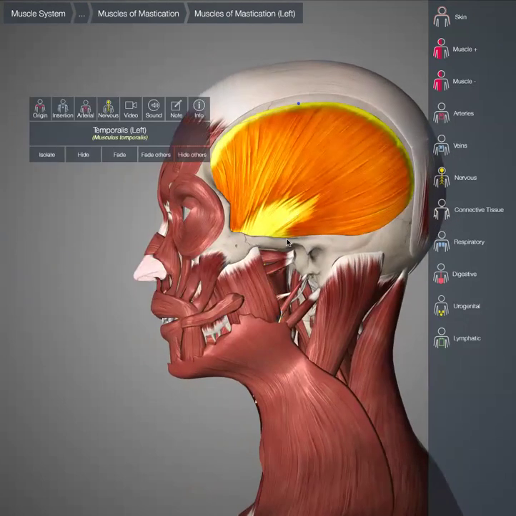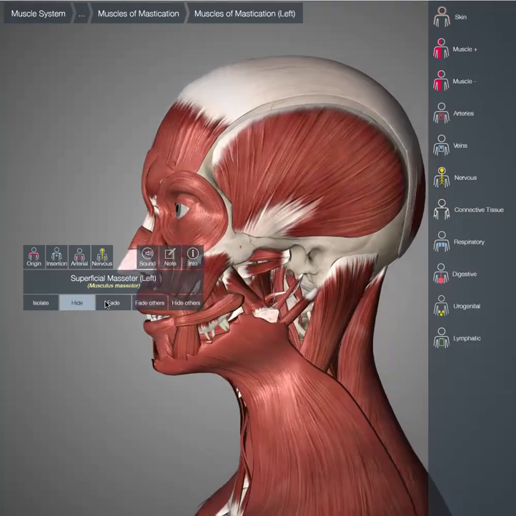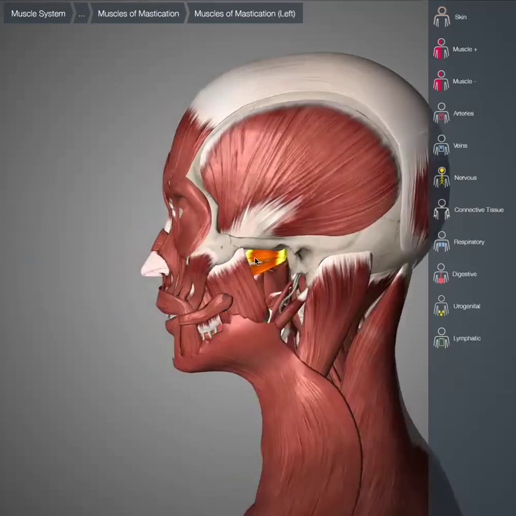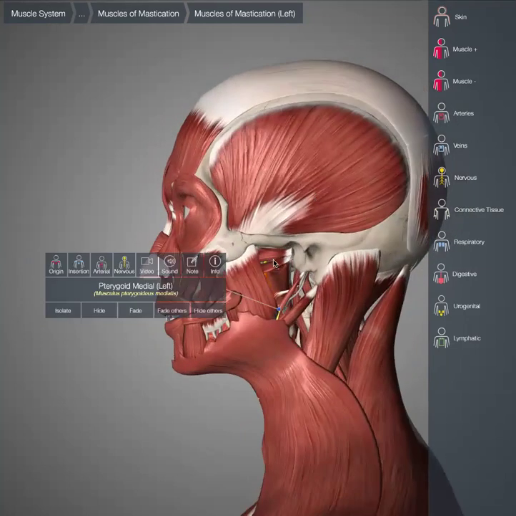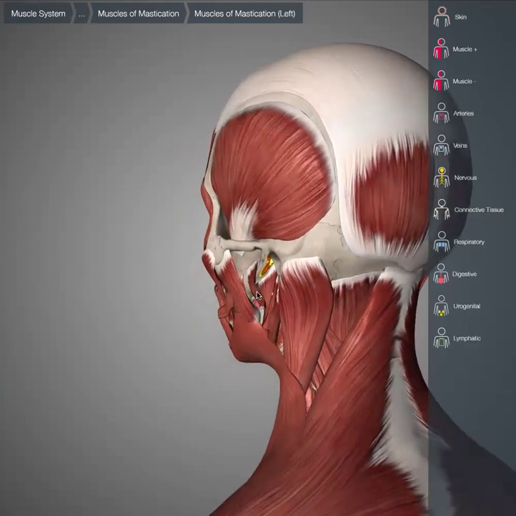Now, going back to the temporalis and the masseter: when you talk about the masseter, you split it into two, a superficial head and a deep head. Write that we have superficial and deep for the masseter. The lateral pterygoid has a superior head and an inferior head, and the medial pterygoid has a deep head and a superficial head.